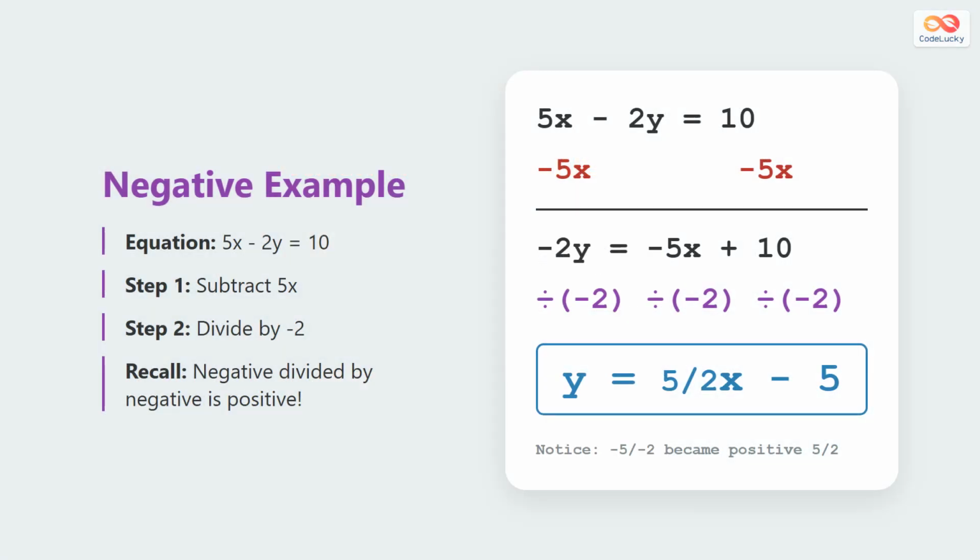Here is a trickier example involving negatives. 5x minus 2y equals 10. First, subtract 5x from both sides to get negative 2y equals negative 5x plus 10. Now, divide every term by negative 2. Remember that a negative divided by a negative is a positive. So, negative 5 divided by negative 2 becomes positive 5 halves. Our result is y equals 5 halves x minus 5.